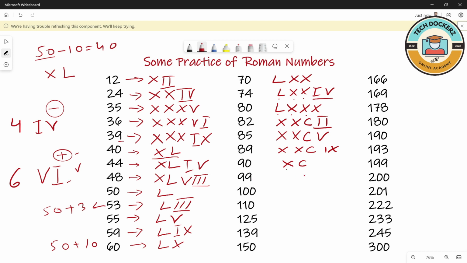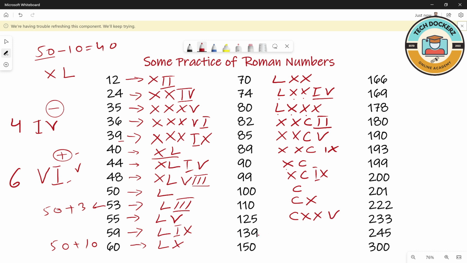How can we write 99? XC stands for 90, plus 9. So how can we write 9? IX. 100, as we know, we can write with C. How can we write 110? CX, using the addition method. 125? CXXV. 100 plus 10 and 5.